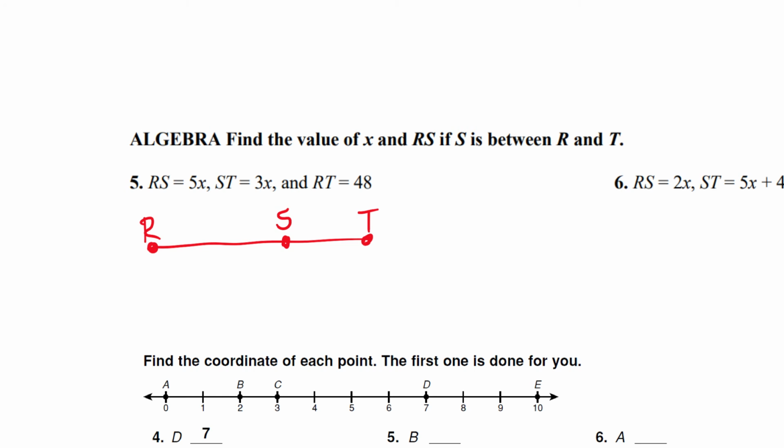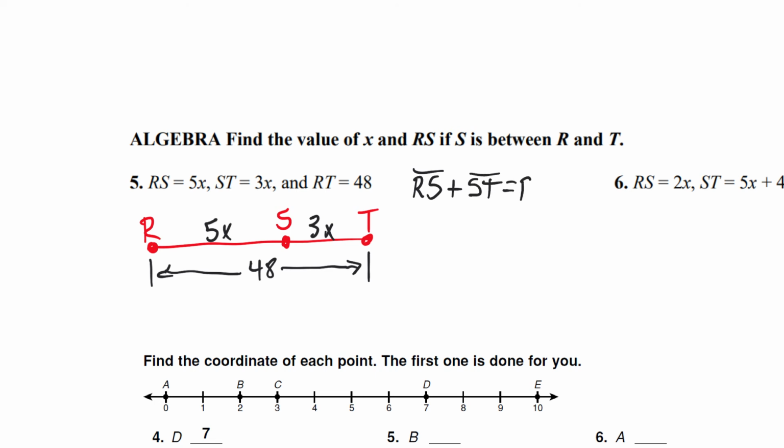Okay. Now we're going to put this information on here ourselves. So it tells us RS is 5x. So how long is it from R to S? 5x. How long is it from S to T? 3x. And then RT, the whole thing is how long? 48. It's 48. So we're going to have RS plus ST equals RT.